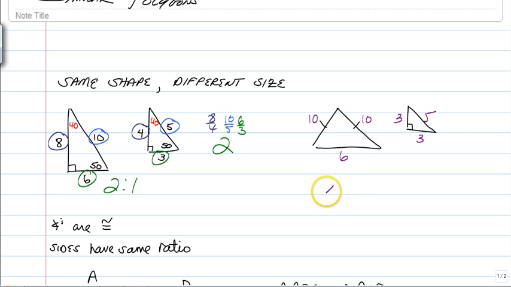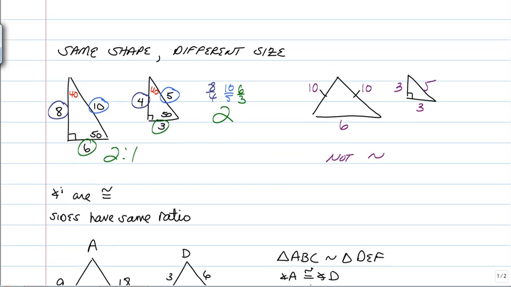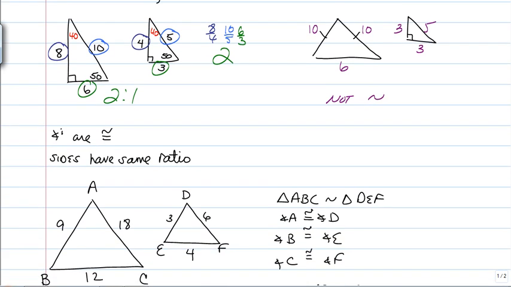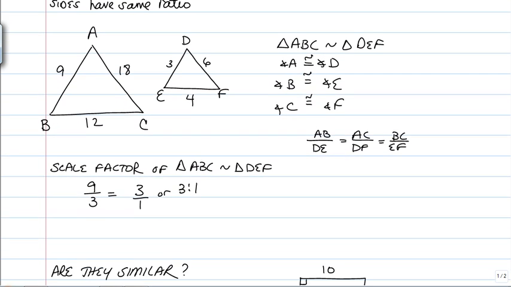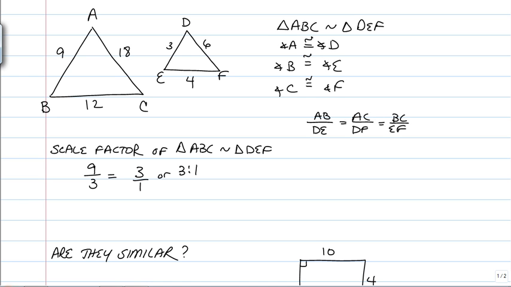So this just means it's not similar. And there's your little similar symbol. So that's that. In order for polygons to be similar, remember, same angle measures, and the sides have to have the same ratios.